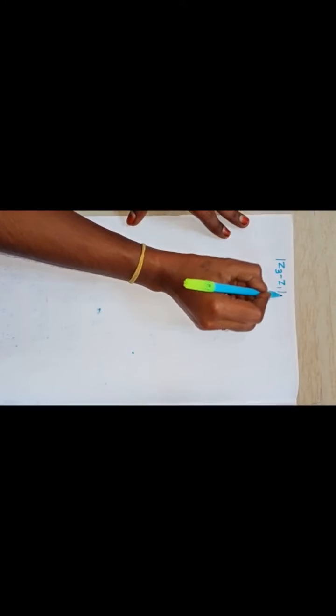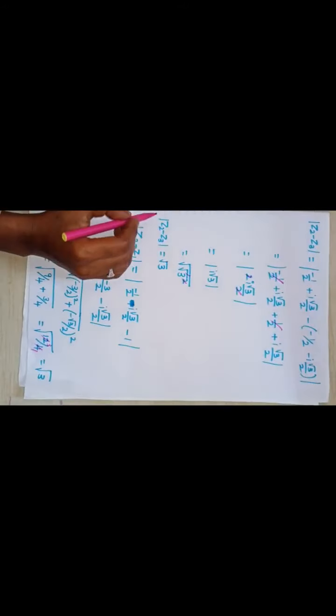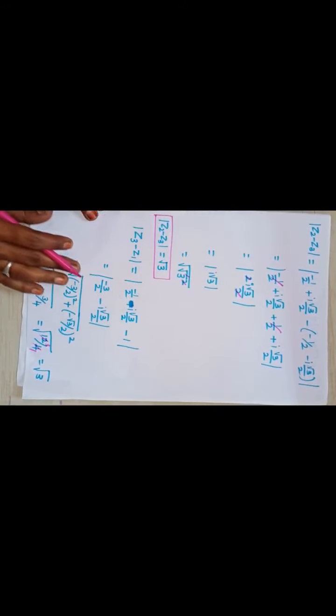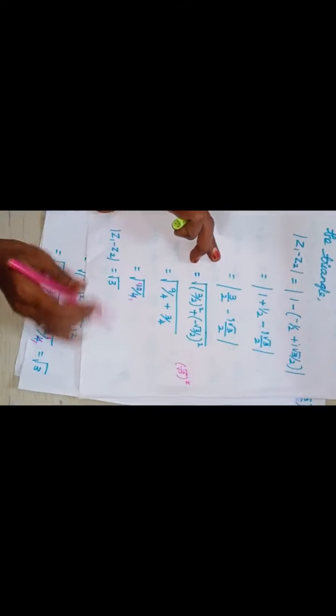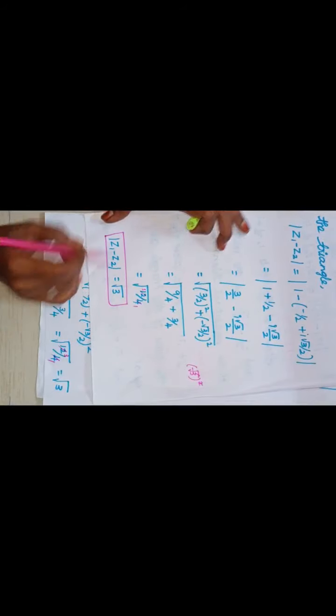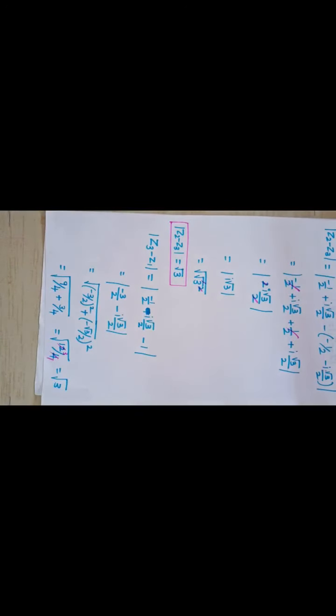What is it? Modulus of Z3 minus Z1 is equal to square root of 3. Modulus of Z2 minus Z3 is equal to square root of 3. And Z1 minus Z2, modulus of Z1 minus Z2, is also square root of 3. So all the three lengths of the sides are equal. So the given points make it an equilateral triangle.